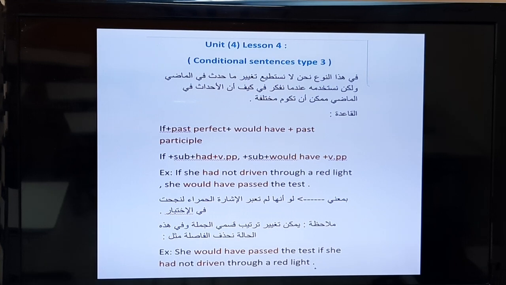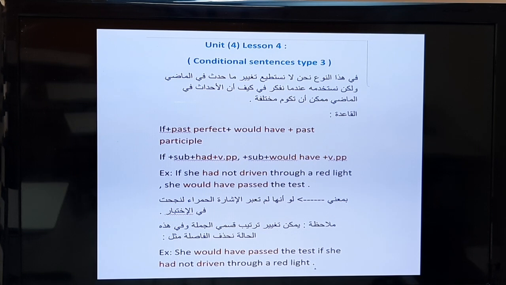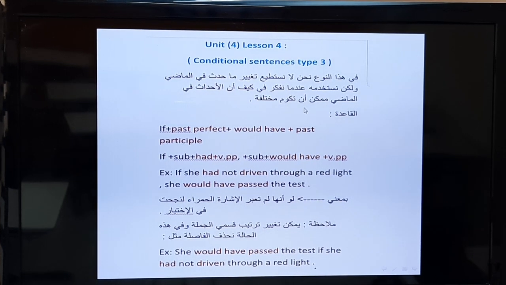Okay? Then we have unit 4, lesson 4, conditional sentence type 3. In this page, I wrote some explanation to be easy for you, okay? This explanation is just to help you understand.